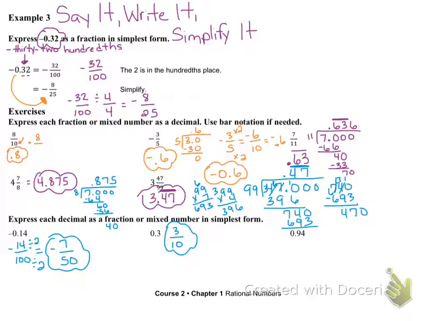Okay, say it, write it, simplify it. So let's say it. 94 hundredths. That can be simplified. I know that 2 goes into both of those. 2 goes into 94 47 times. 2 goes into 100 50 times. So 47/50. Okay, so that's it for repeating and terminating decimals, and you are now ready to complete practice 1.2. Have a great day.